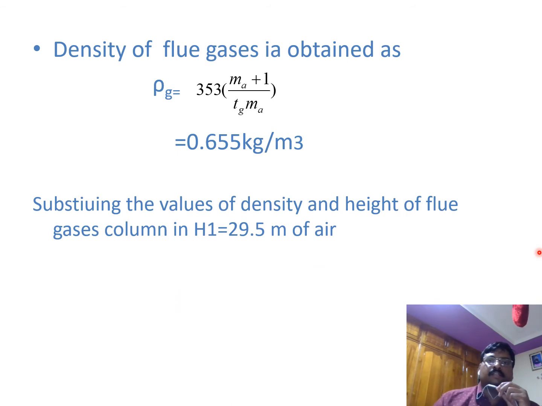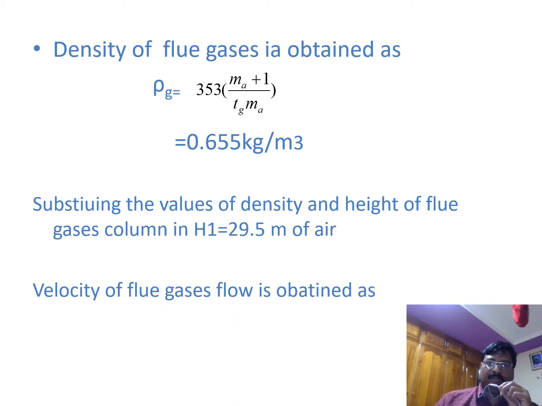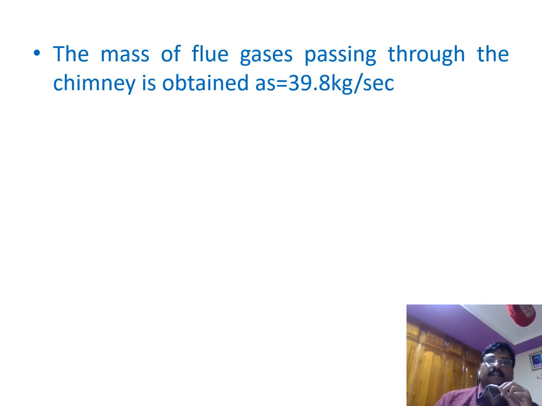Next, substituting the values of density and height of the flue gases column in h1, we can have the value of h1 as 9.5 meters of air, and the velocity of the flue gases is obtained as c equal to 23.98 meter per second. Now finally, substituting the values of rho g, A and c, we can have the mass of flue gases passing through the chimney as 39.8 kg per second.